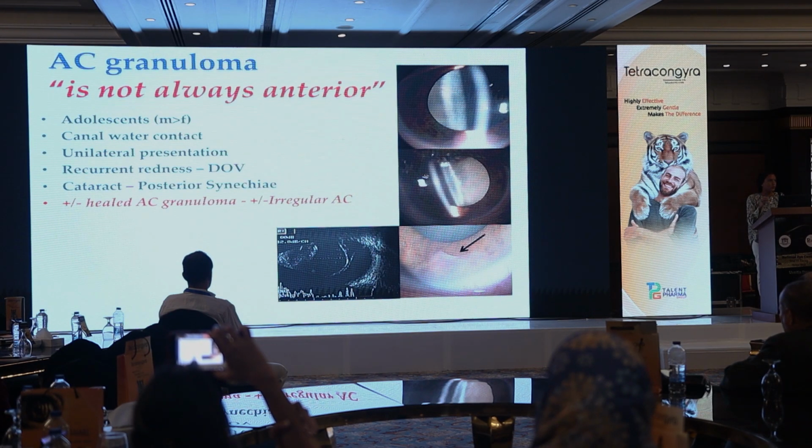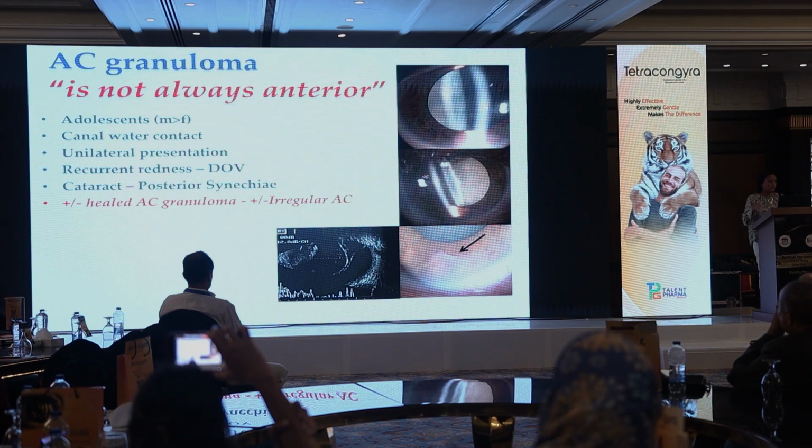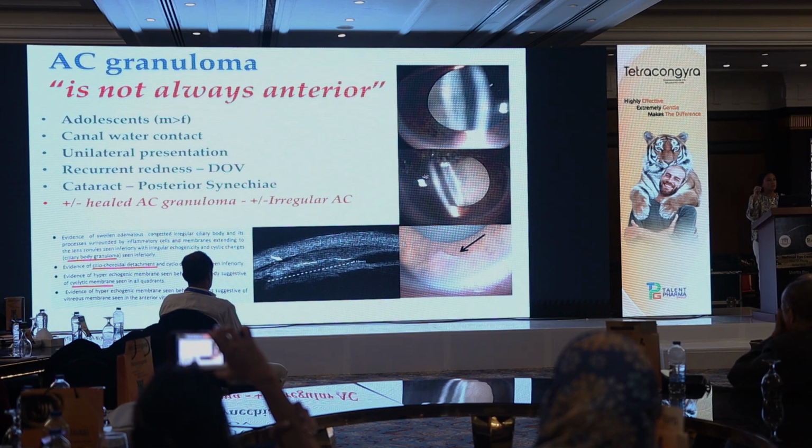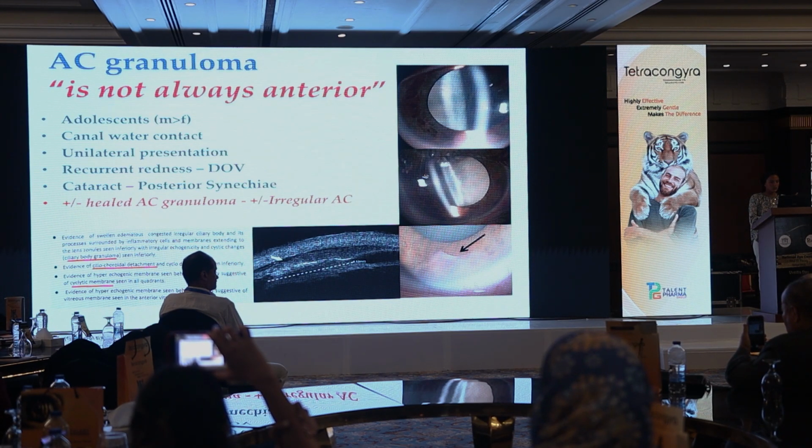Anterior chamber granuloma, the presumed rheumatoid granuloma, is not always anterior. So the classic teaching that we used to teach 5 or 7 years ago is adolescents, unilateral, a 9-year-old, unilateral presentation, recurrent redness, canal water contact. Now we're seeing completely different presentations in which the granuloma is present in the ciliary body or even in the peripheral retina and it's extending posterior. And the UBM here is the golden rule for diagnosis, as the doctor said.